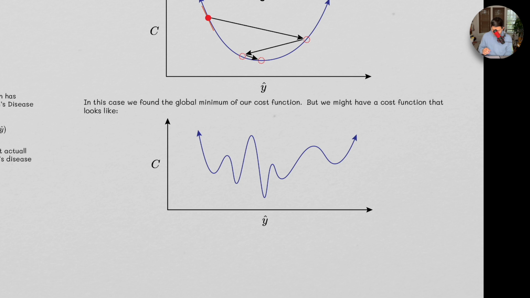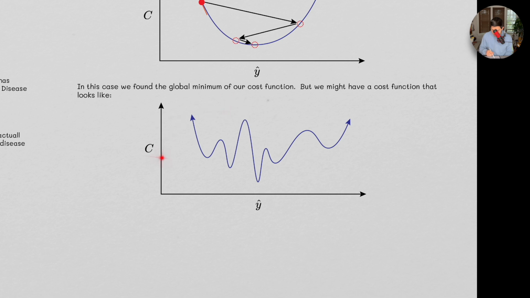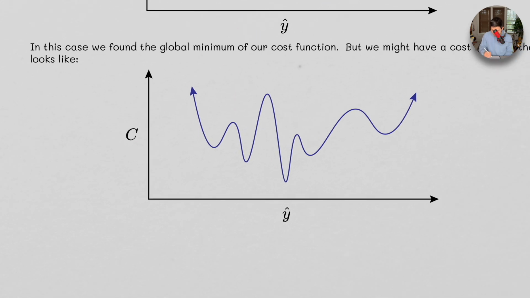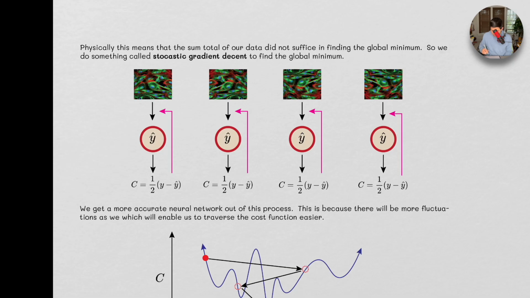All right, this is good. In this case, we found the global minimum for our cost function. But we might have a cost function that looks like this, where we have multiple minimums. We have a minimum right here, right here, right here. We even have maximums, where the derivative is also 0. So we have many of them. The question becomes, we want to find this one, the absolute minimum. How do we do that?